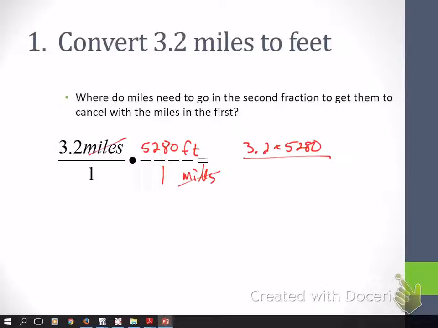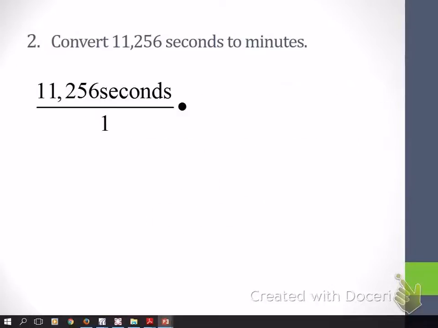And then 1 times 1 is 1. And I'm going to have feet as units in the numerator still. Okay? So all I got to do is multiply 3.2 times 5,280, and I get 16,896 feet. So there are 16,896 feet in 3.2 miles. Unit analysis showed me that I had to multiply 3.2 by 5,280 instead of divide. That's the idea. Okay?